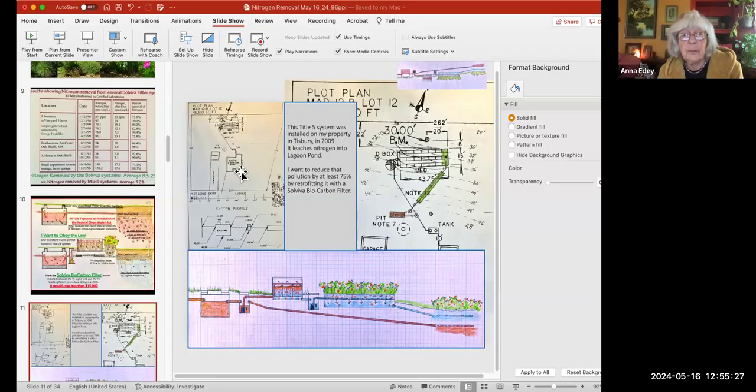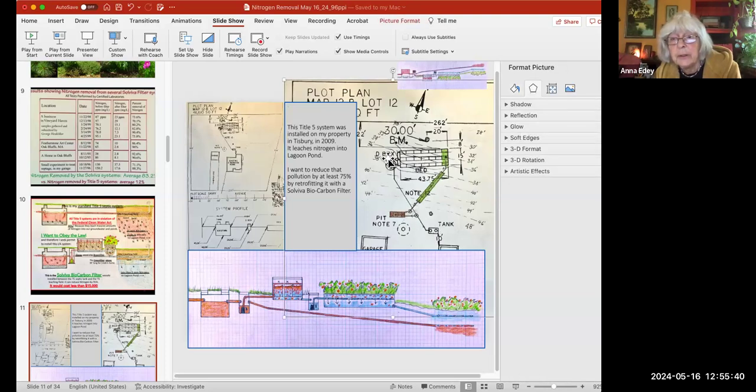So here's my plot plan. Here's an enlargement of it. My septic tank, the pipe leading to the pump chamber, and the leaching field. This is where I want to cut the pipe, put in a pump chamber, put in the brown filter housing, which is about 8 by 3 in size, and the green filter bed, about 24 feet long. And then it can just go into the existing leach field.